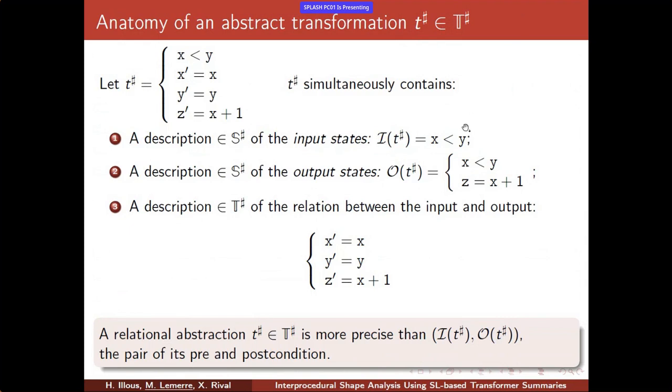Basically, the output state is the relation that you have between the primed variables. So you can derive that x is smaller than y because x prime is equal to x, y prime is equal to y, thus x prime is smaller than y prime, and thus in the output state you can say that x is smaller than y, and similarly you know that z is equal to x plus 1 in the output state. So it contains both the input and the output state, and it also contains a description of the relation between the input and the output. So x has not changed, y has not changed, and z prime is equal to x plus 1. What must be understood here is that you encompass the pre and post condition represented as a pair of abstract states, and you are more precise than that.